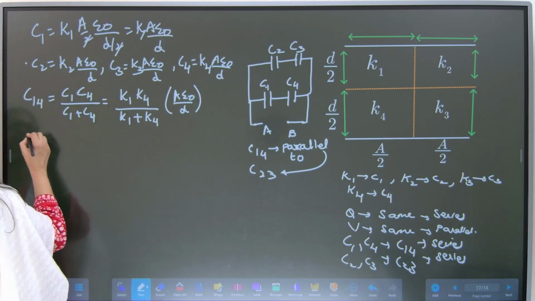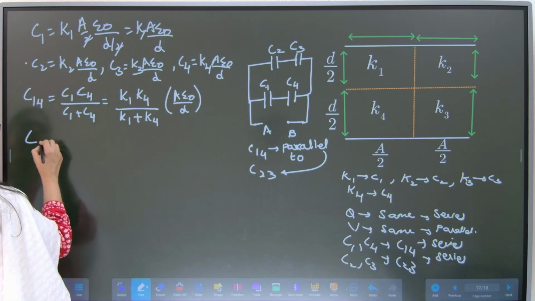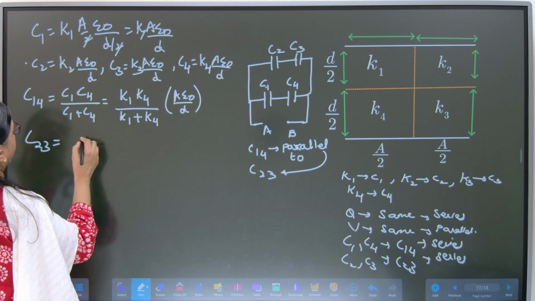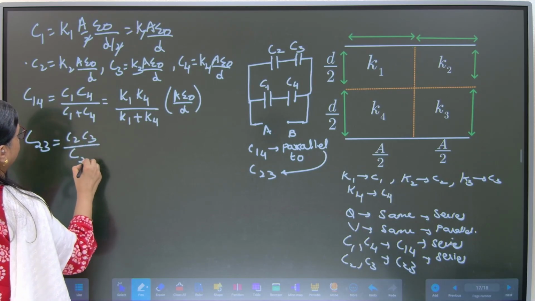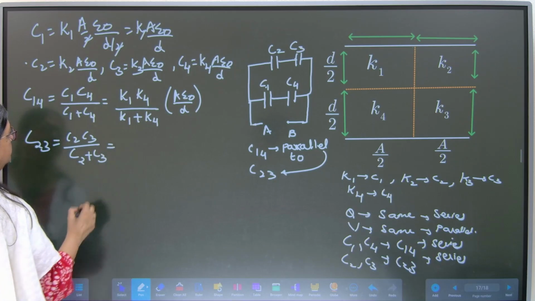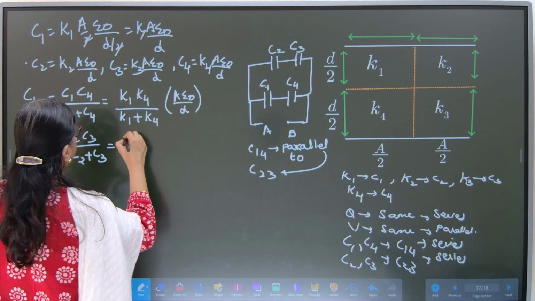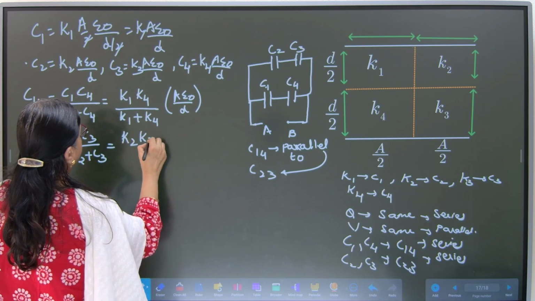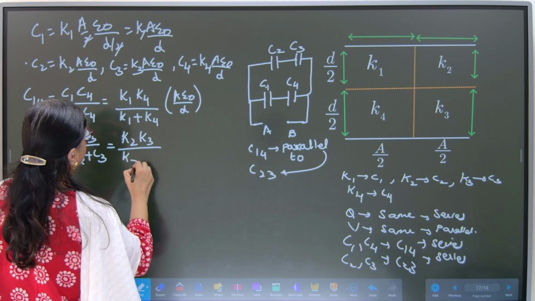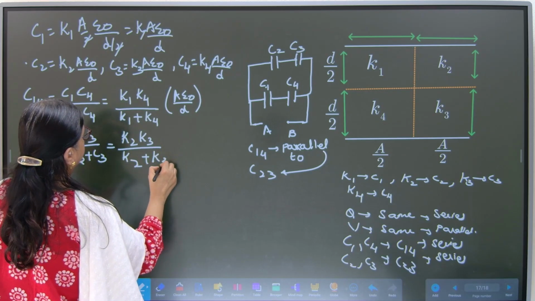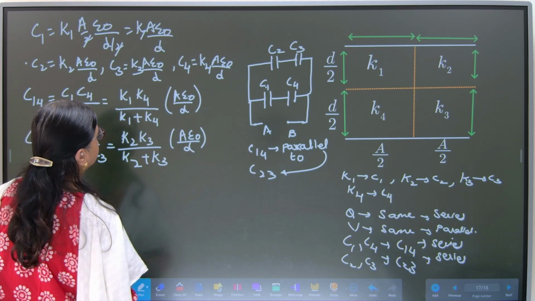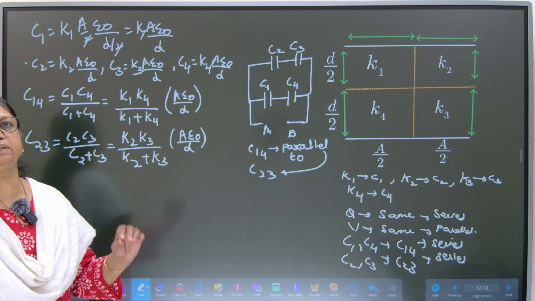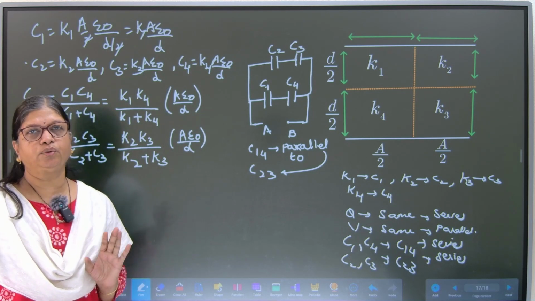Similarly, we have C23 is equal to C2 C3 upon C2 plus C3, because they are in series combination. Therefore, we have K2 K3 upon K2 plus K3, A epsilon naught upon D. Okay, so these are the two simple combinations.